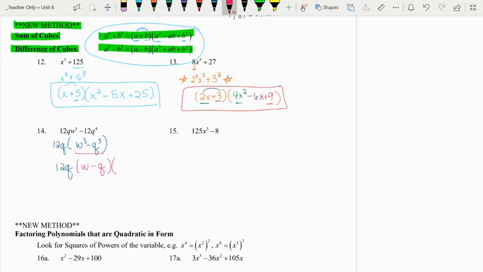So we square the first one, so it's w squared. Then we multiply those two, which is w times q, which is wq. And then we square the last one, which would be q squared.